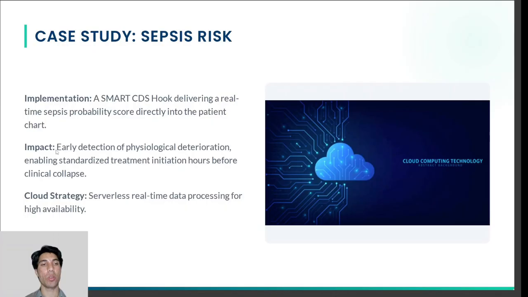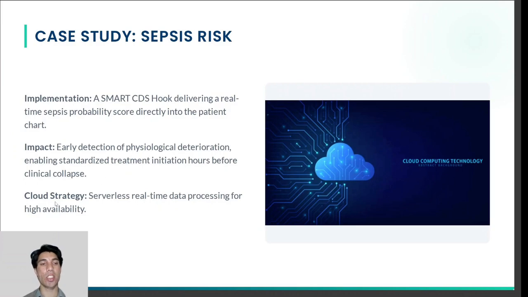So the impact will be that this will be an early warning system, or an early detection of physiological deterioration, and it will enable standardized treatment initiation hours before clinical collapse of the patient. So this could be an early warning system for the clinician.